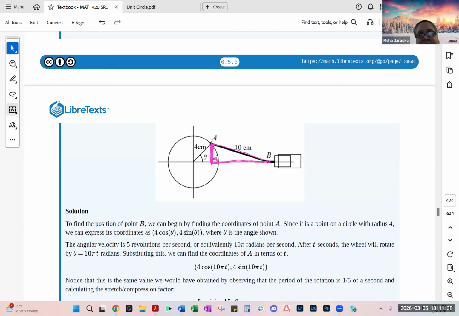Of course, this is going to be a 90-degree angle over here. We don't know what this distance is, so we're calling that distance B. We know the coordinates for point A over here are going to be 4 for the radius of the circle, for cosine on the x value, and then of course it's 4 times sine for the y value. And then once we did this calculation over here, our theta value was 10 pi t.